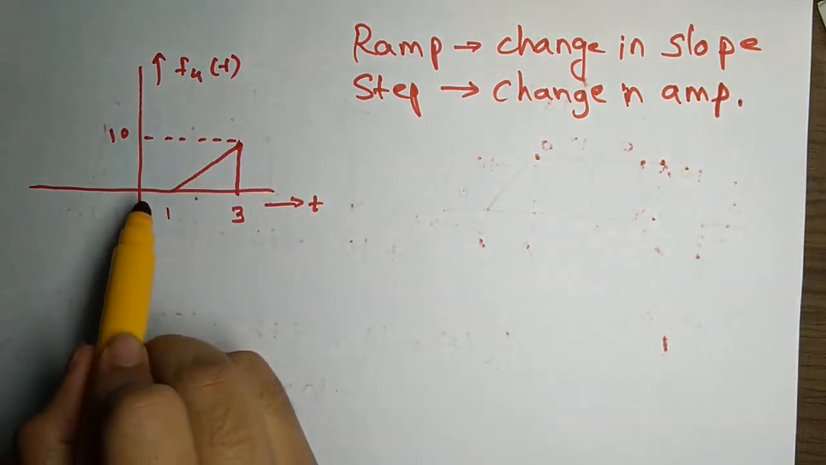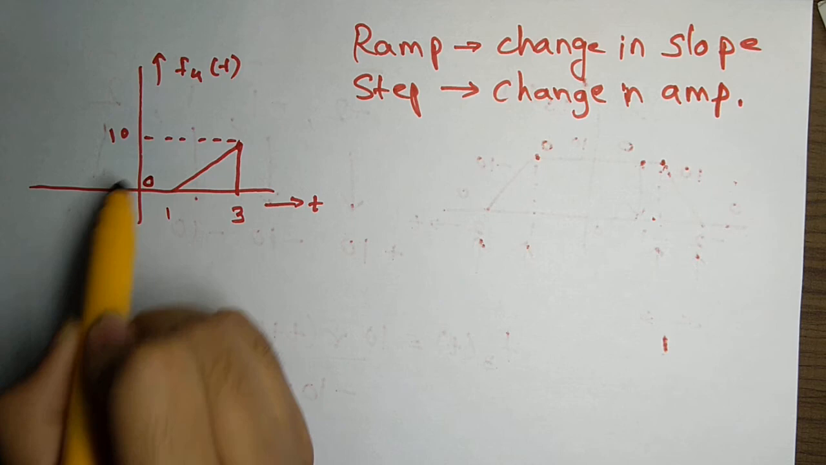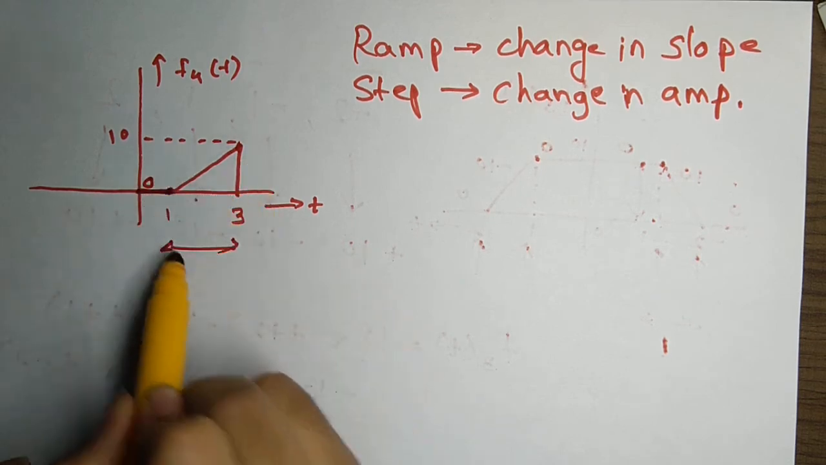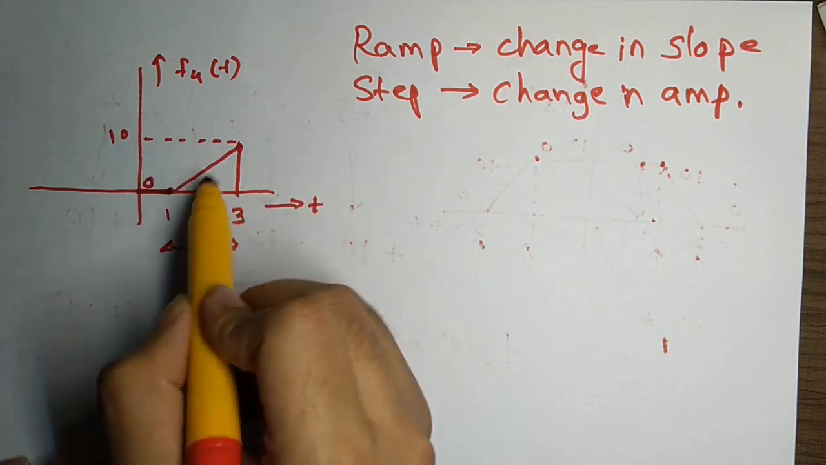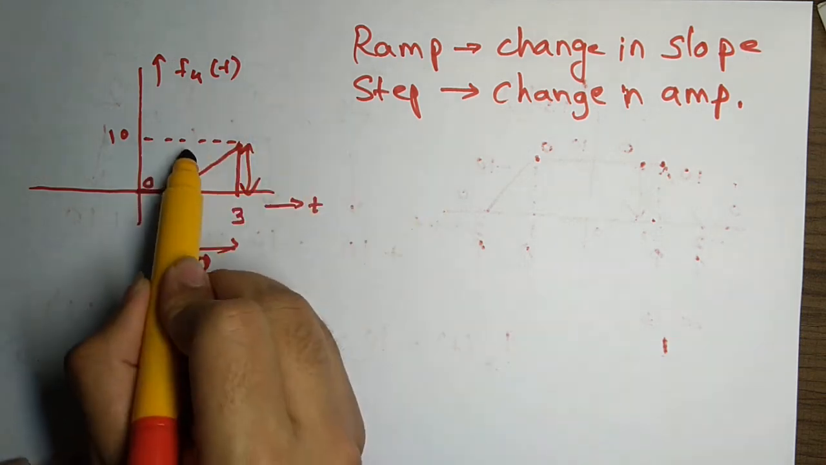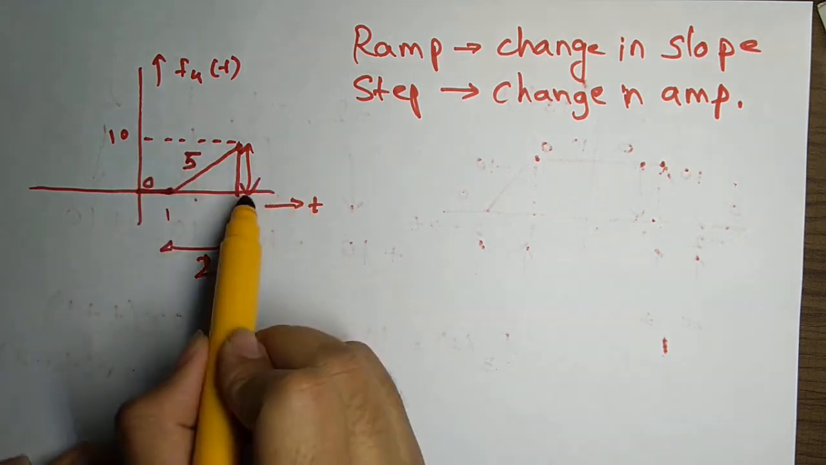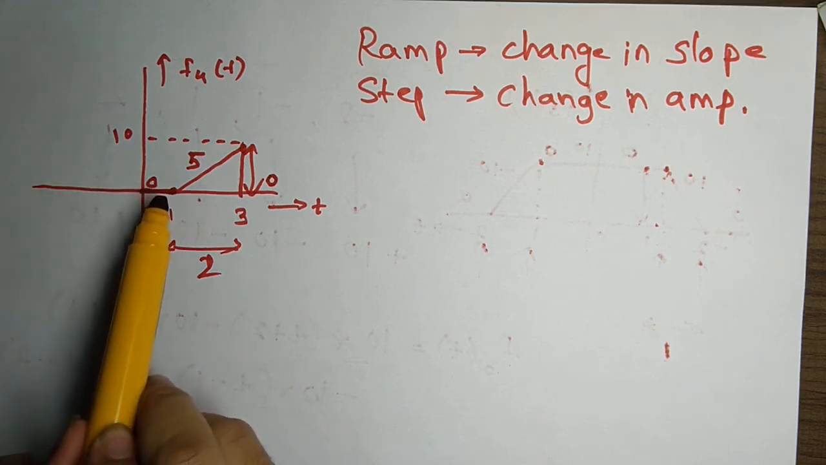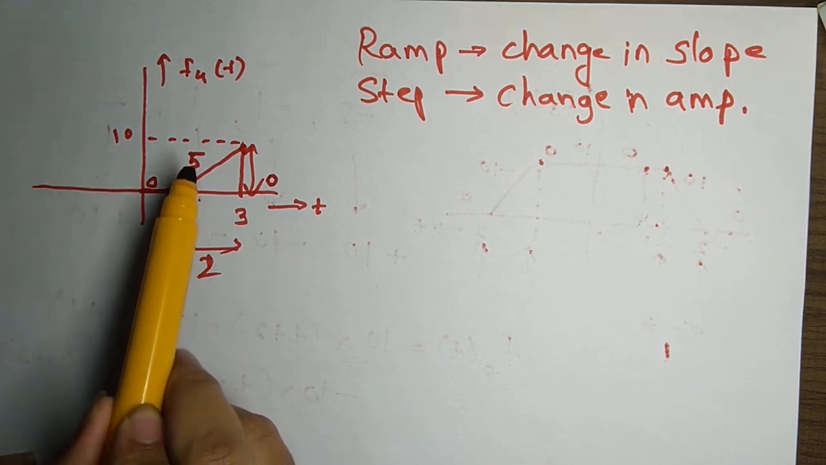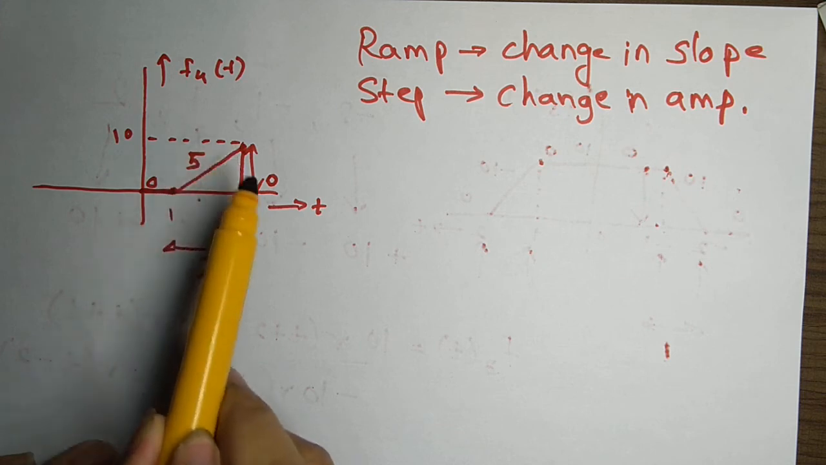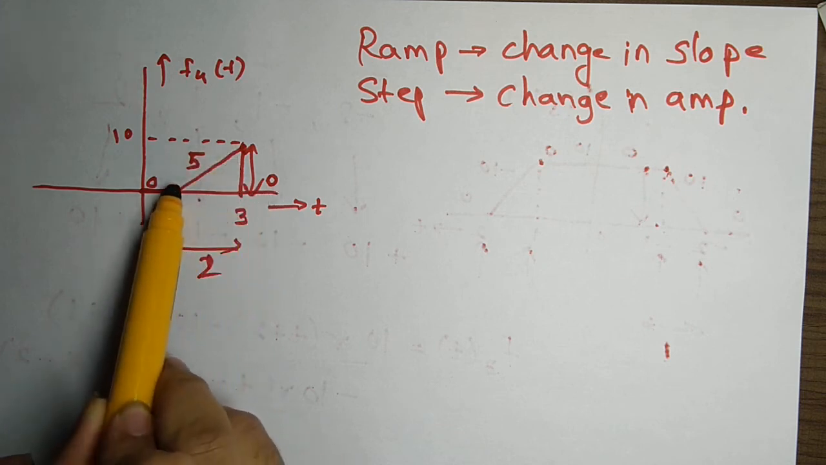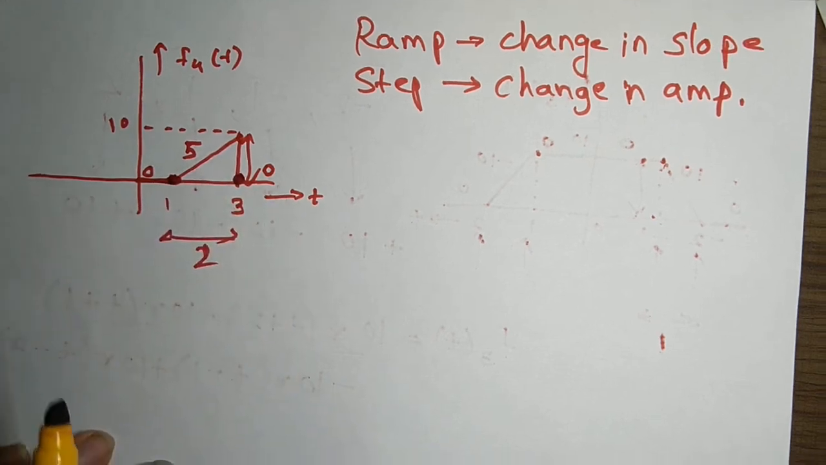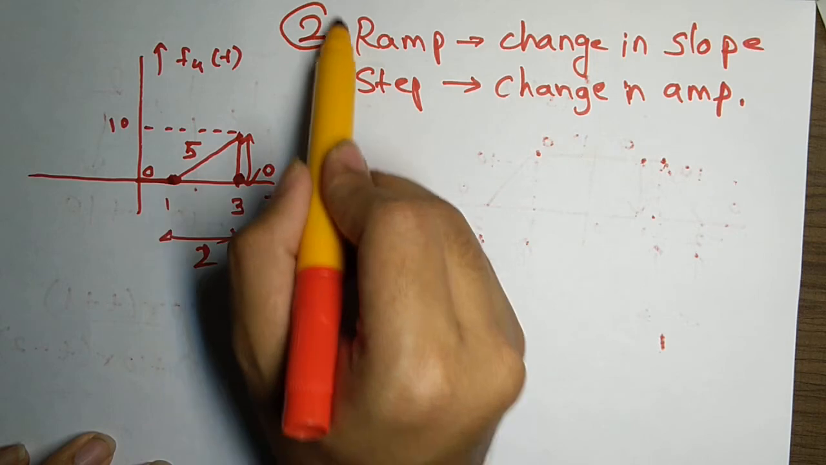Correct. So let's just write the slope. The slope here is 0. Then here, this is 2 units, and the amplitude changes by 10. So the slope is 10 by 2, that is 5. And here the slope is again 0. Right? So the slope changes from 0 to 5, and then again 0. So there are 2 points at which the slope is changing. There are 2 ramps.